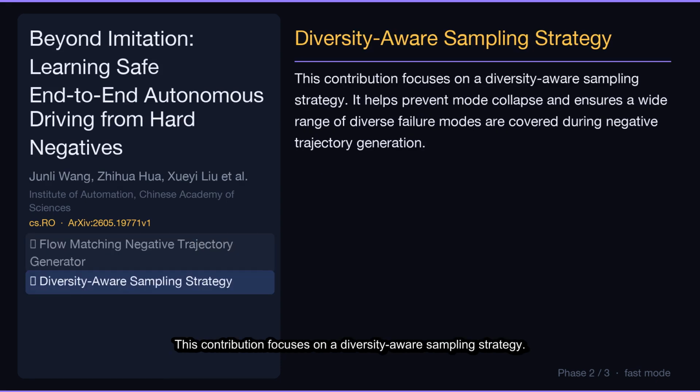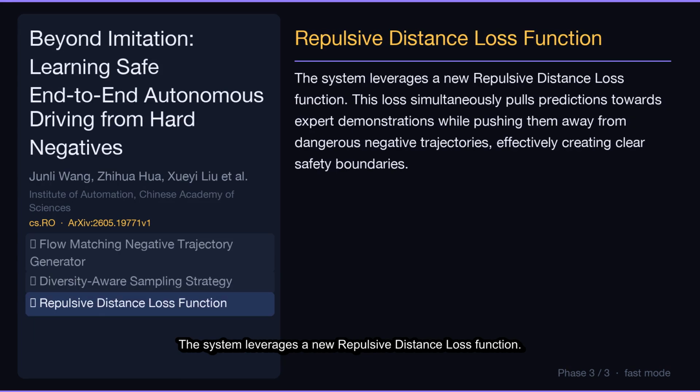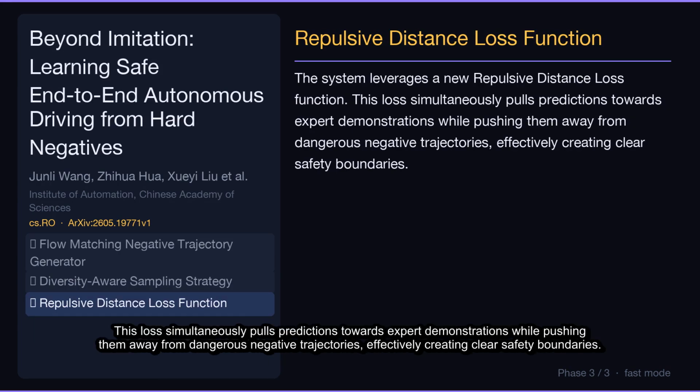This contribution focuses on a diversity-aware sampling strategy. It helps prevent mode collapse and ensures a wide range of diverse failure modes are covered during negative trajectory generation. The system leverages a new repulsive distance loss function. This loss simultaneously pulls predictions towards expert demonstrations while pushing them away from dangerous negative trajectories, effectively creating clear safety boundaries.